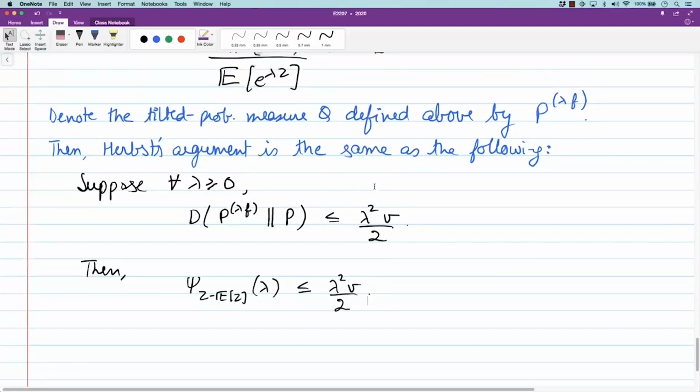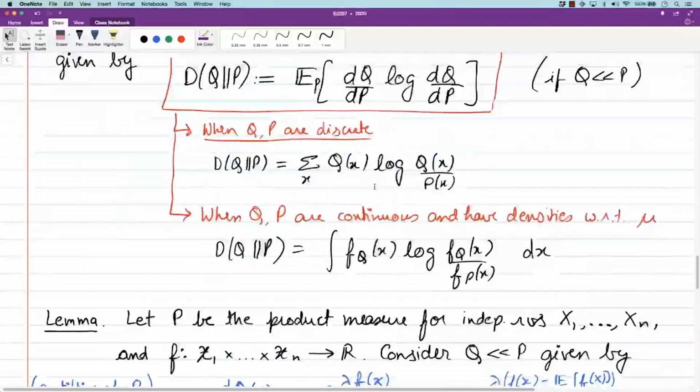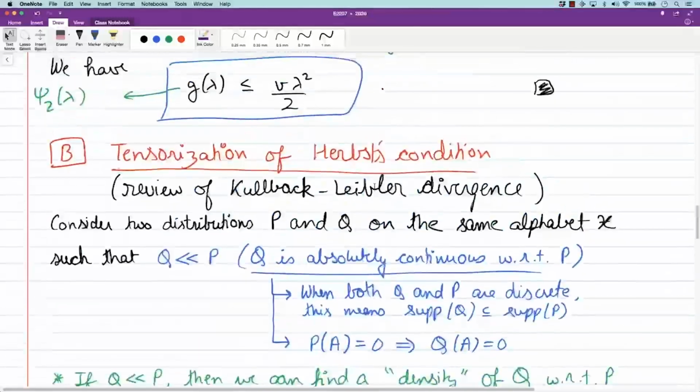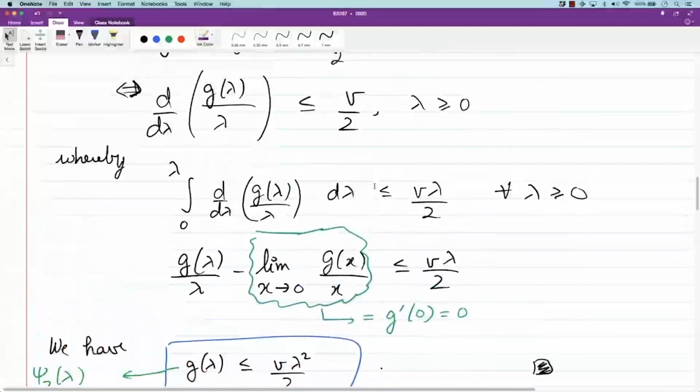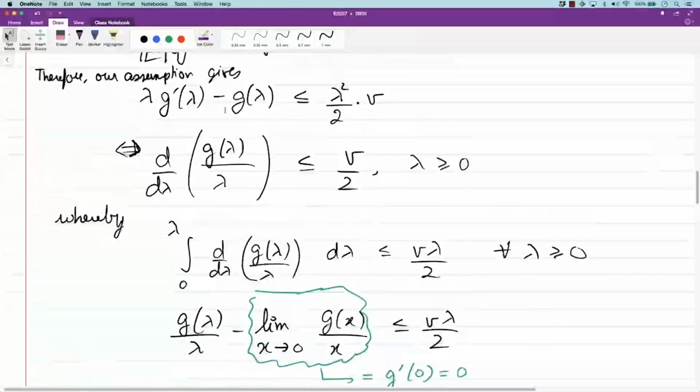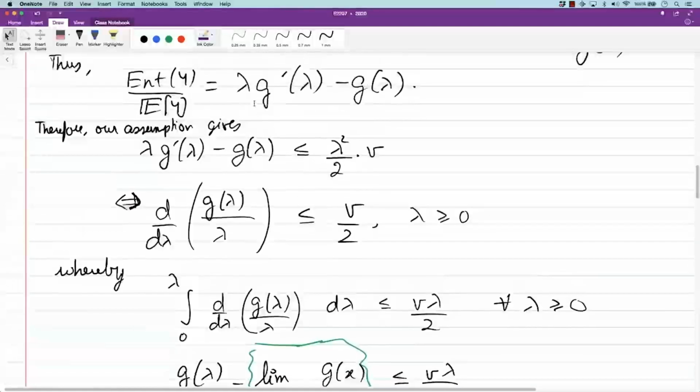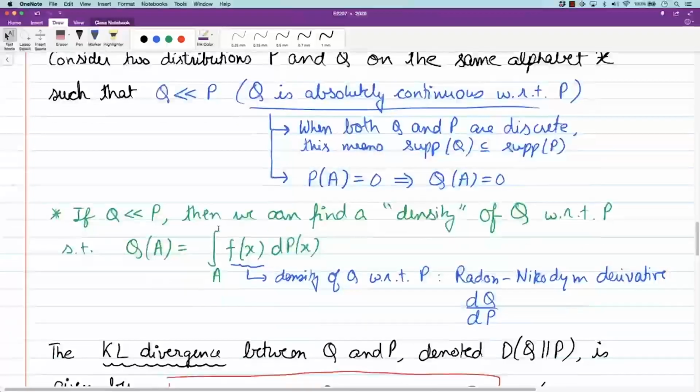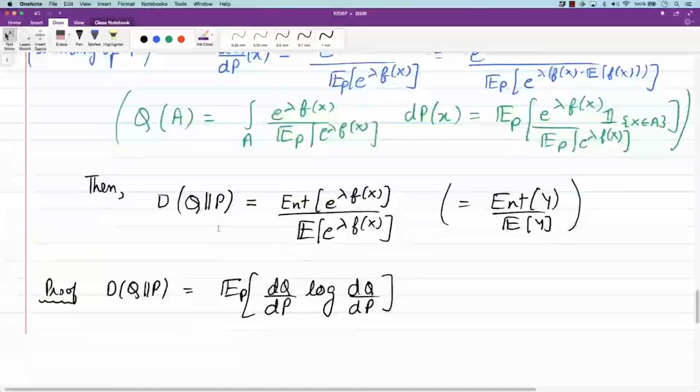In fact, if we go to the proof of Herbst's argument, we observe this entropy is exactly equal to this guy, and so we know that this is a divergence, and divergence is exactly equal to this guy, which is this derivative here. So this can be written as, let me summarize that bound here.